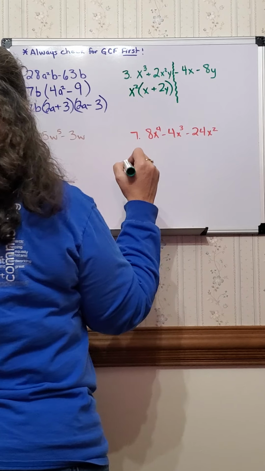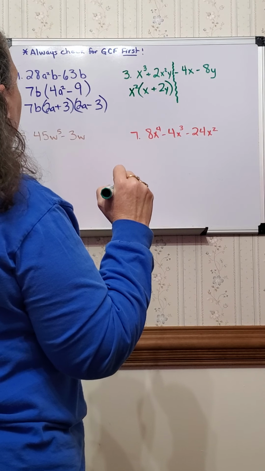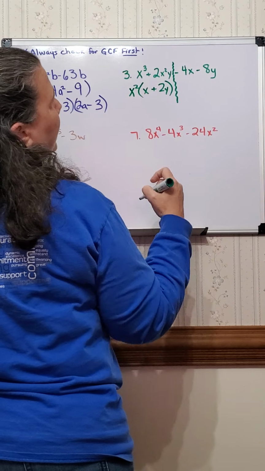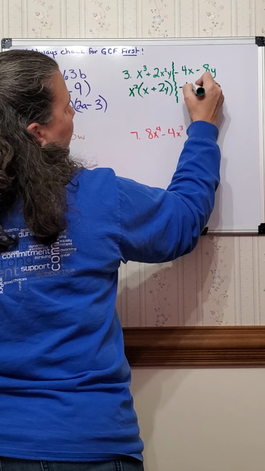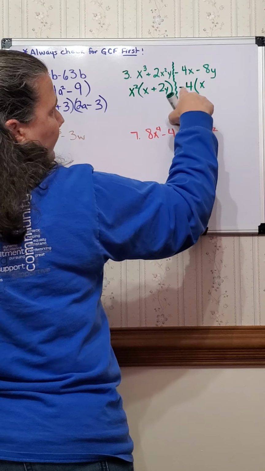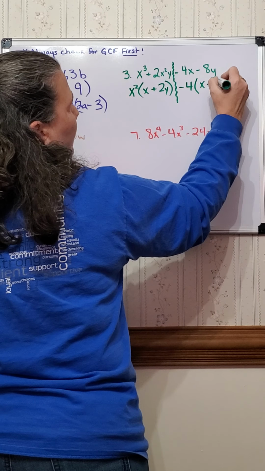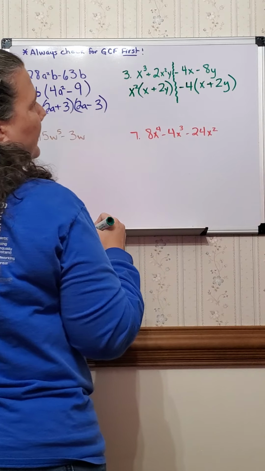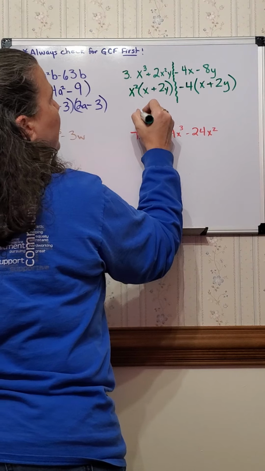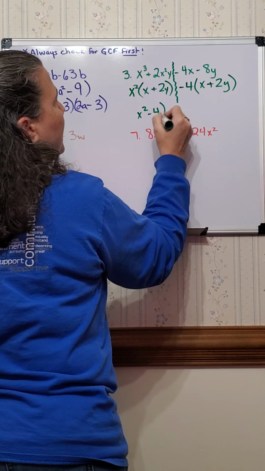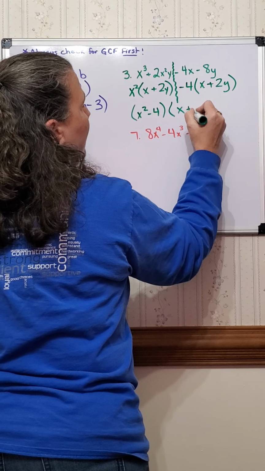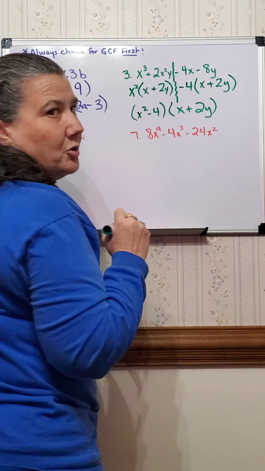plus 2y. So now once I've gotten that one out, now I'm going to go over here and look at this other one and see if there's something I can factor out here. I can factor out this negative 4, which is going to leave me x. Now remember, if I have 2 negatives, that's going to make a positive 2y. At this point, I'm taking these on the outside and I'm going to put them together. So that gives me x squared minus 4. And then I'm going to take the one that's the same and bring it down, x plus 2y.